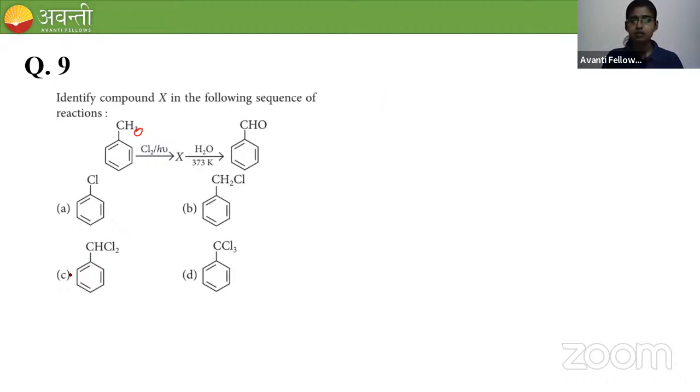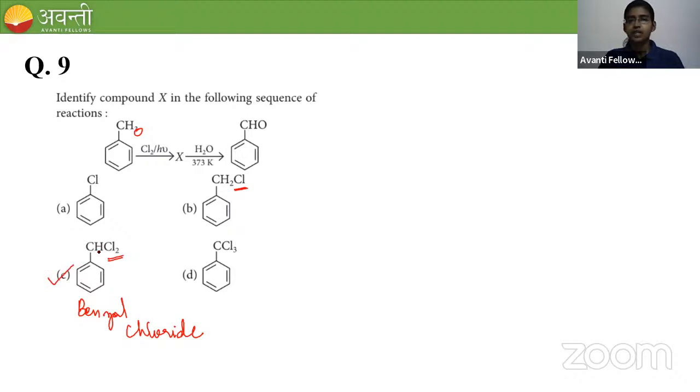And what is the name of C6H5CHCl2? This is called benzal chloride. This question is very easy, but you have to be very careful in finding out the answer. You should not get confused. Here only 1 hydrogen is getting replaced, but in the answer, 2 hydrogens should be replaced by 2 chlorines. So option C is the correct answer for this question.